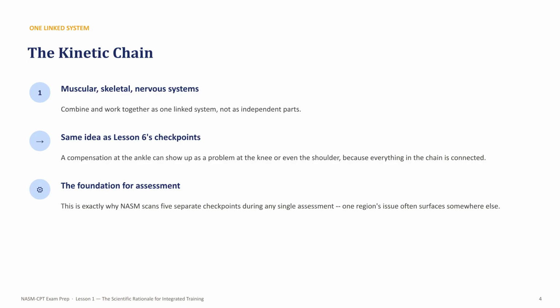Now let's talk about the kinetic chain. The muscular, skeletal, and nervous systems don't operate as independent parts. They combine and work together as one linked system. This is the same idea behind the 5 checkpoints you'll encounter later in Lesson 6. Here's a simple example. A compensation at the ankle can show up as a problem at the knee, or even all the way up at the shoulder, because everything in the chain is connected. And this is exactly why NASM scans 5 separate checkpoints during any single assessment. One region's issue often surfaces somewhere else entirely.